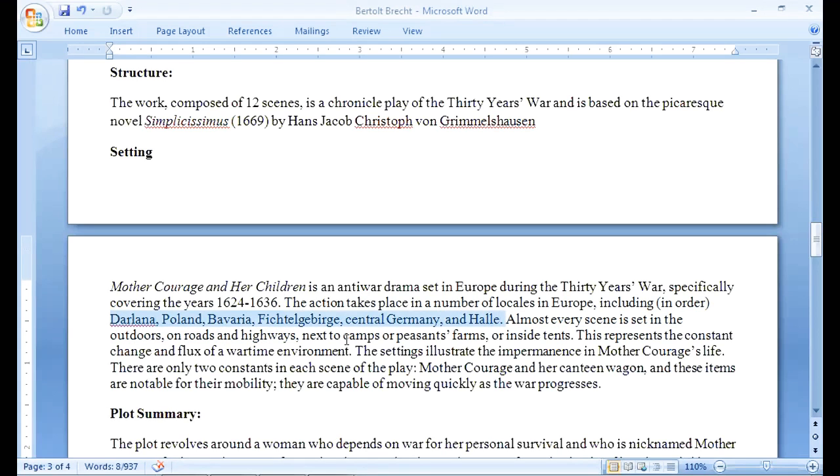What kind of stories? It's talking about outdoor scenes, roads, highways, peasants' life, soldier camps. See here, illustrate. That means representation. If this is textual, then it's a representation. If it's theatrical, it's an illustration. Okay, representation of something.